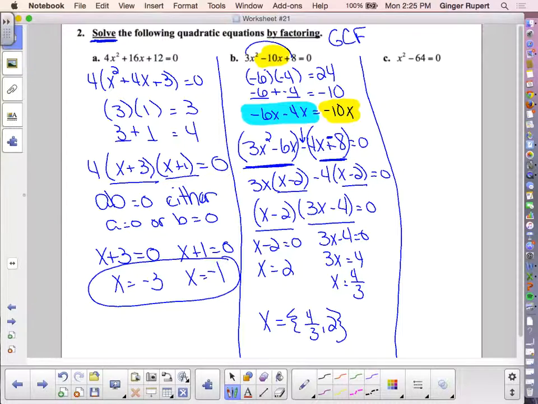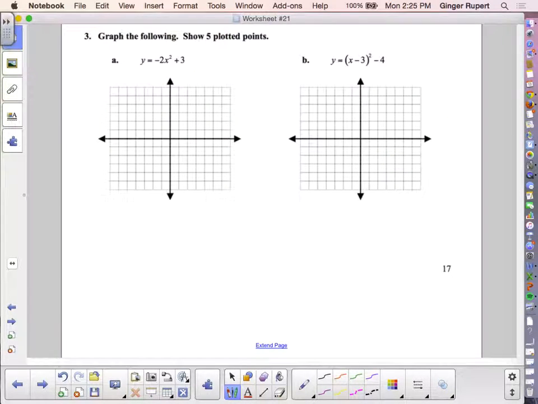You're asked to factor this one, so you should recognize this factors to (x plus 8)(x minus 8) equals 0. So when x is equal to negative 8 and 8 are the solutions. You can say when will x plus 8 equal 0, when will x minus 8 equal 0, and that will give you those answers. Let's take a look at number 3.